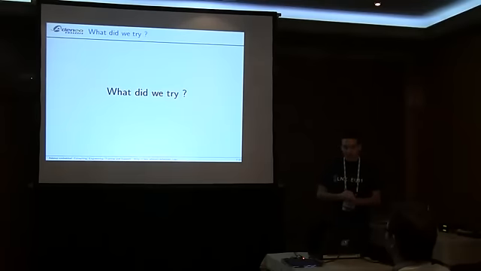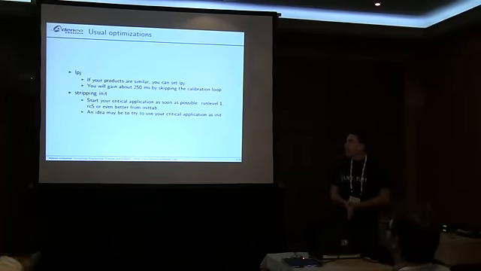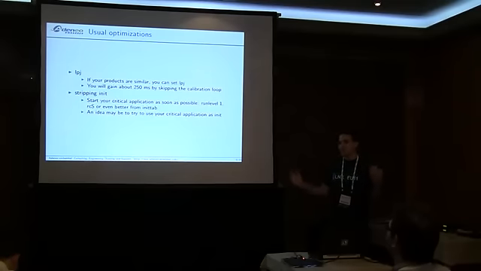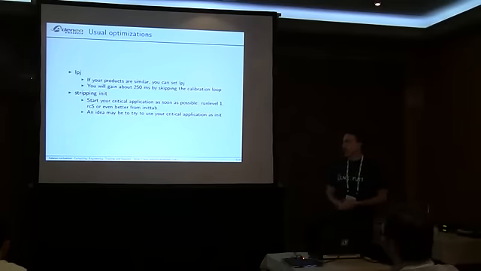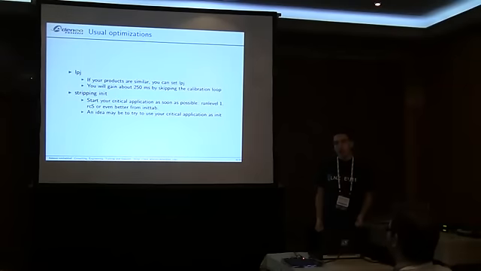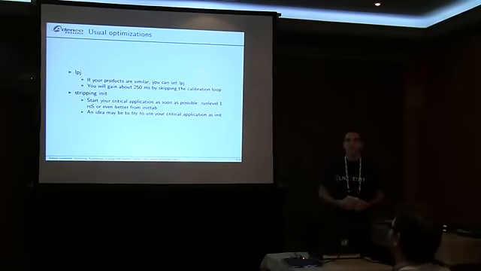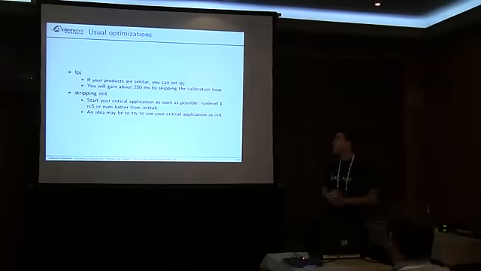So, what did we try? We tried a lot of stuff, so I will present what we tried. First, the thing everybody does is set lpj, the loops per jiffy. You will always earn 250 milliseconds doing that, because that's the time the calibration loop takes. It's still quite good, even if you have 15 seconds.